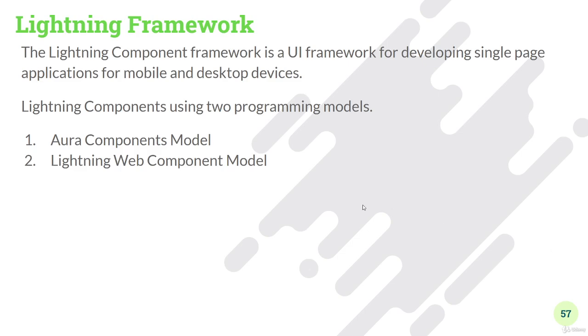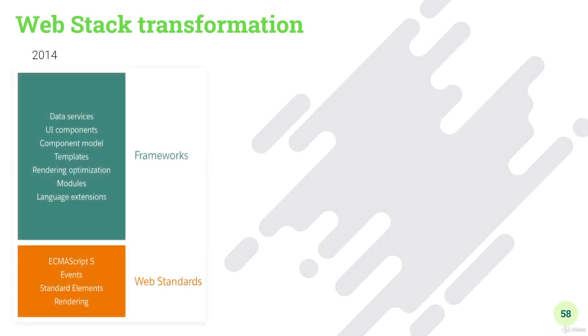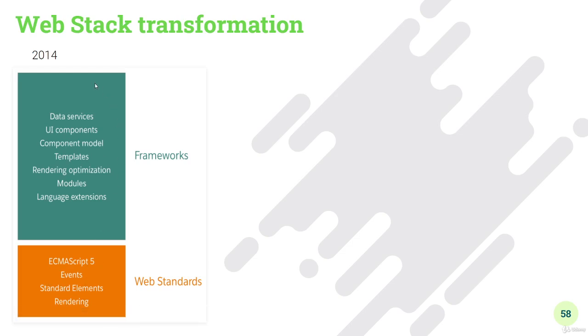So let's see how the web started evolving from 2014. In 2014, the browser was handling very minimal things like events, standard elements, and rendering, which I'm showing in the orange color, and all the rest was taken care of by the framework. The framework was taking more responsibility, and because of that our websites were not performance efficient.